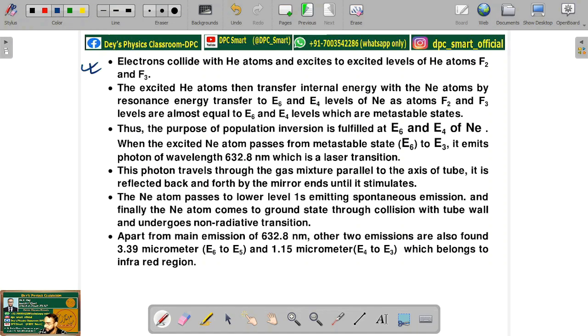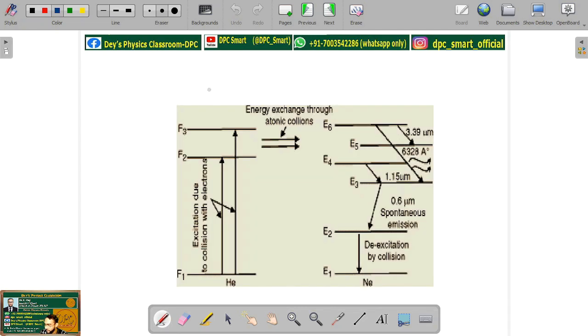anodes. Now the electrons collide with the helium atoms to excite the helium atoms to the excited levels F2 and F3. So from the ground state of helium, the electrons collide with the helium atoms and make them excited helium atoms, and they reach the excited levels of helium, which are F2 and F3 in the energy diagram. So this is the ground level of helium. F2 and F3 are the excited levels of helium atoms, which we denote as He star.